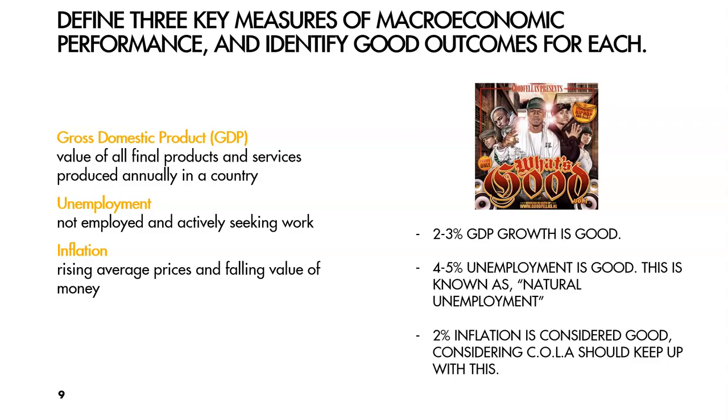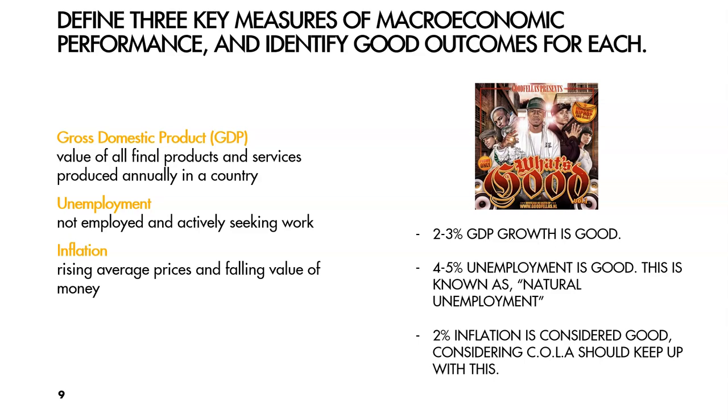Now, the other goal I wanted you to get is defining three key measures of macroeconomic performance and identifying good outcomes for each. On the assignment on Google Classroom, there's a question: what are the three measures and what's good? So the three measures are gross domestic product, or GDP, the value of all final products and services produced annually in a country; unemployment, not employed and actively seeking work; and inflation, rising average prices and falling value of money.